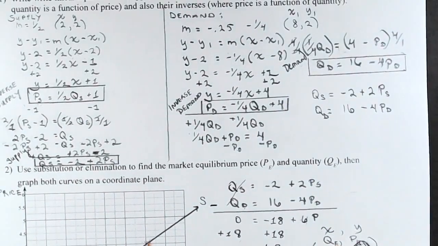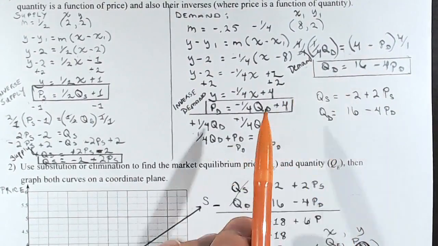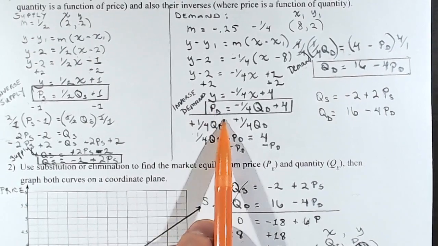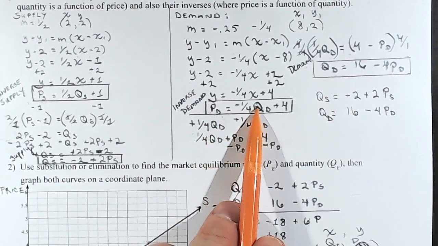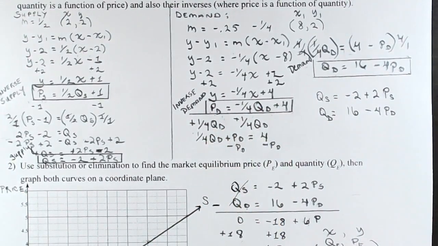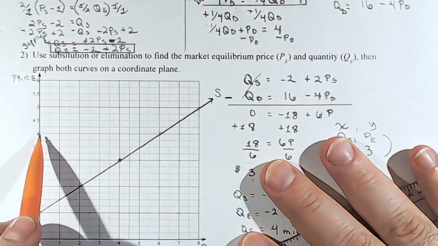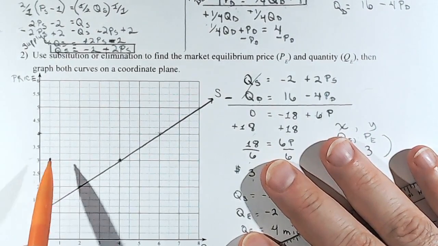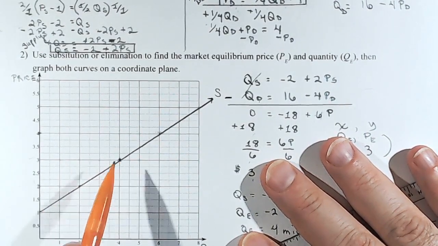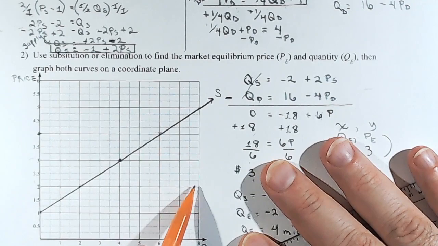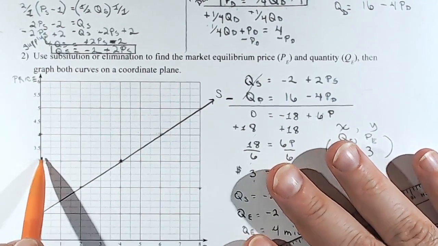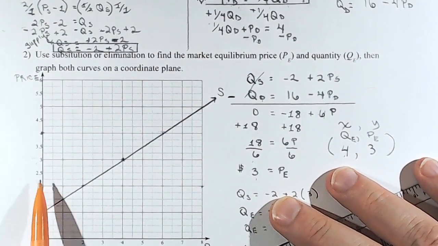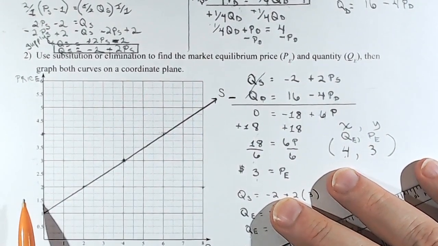Well, now let's graph the demand line. We'll use the inverse demand line. So demand price is equal to -1/4 demand quantity plus 4. What this means is we start at 4 right here, and we have a negative slope. So we go down 1 over 1, 2, 3, 4. What this means is whenever price falls by $1, the quantity demanded increases by 4 million units.